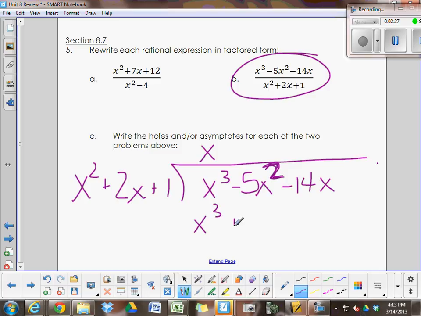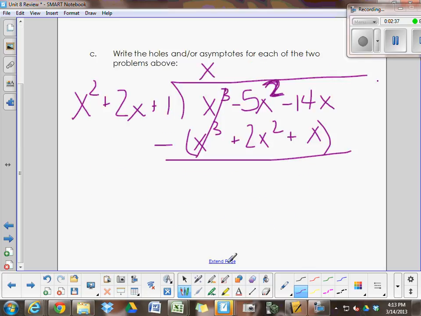X times 2x is 2x squared. X times 1 is positive 1x. Put a line and subtract the whole thing. X cubes cancel. Negative 5x squared minus 2x squared is negative 7x squared. Negative 14x minus x is negative 15x. And we can keep going because our degrees match.